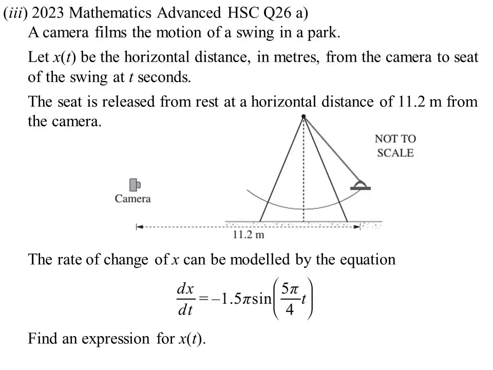One from last year's HSC. So a camera films the motion of a swing, and x is the horizontal distance of that swing, and it starts from a distance of 11.2 metres. And they've given us the equation there, dx/dt is that. Find an expression for the displacement.